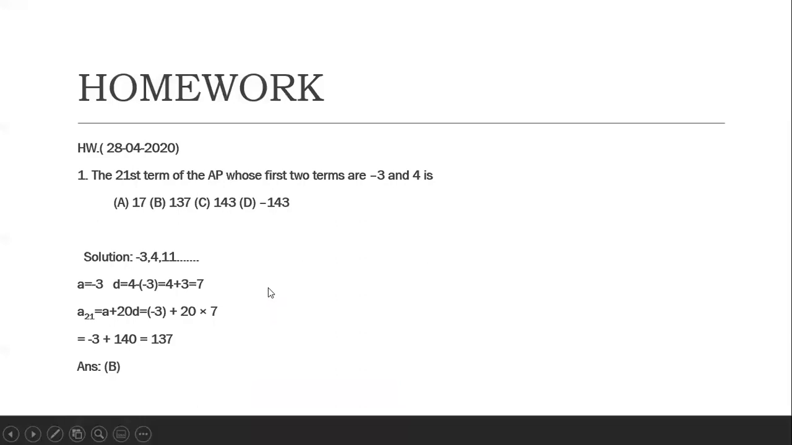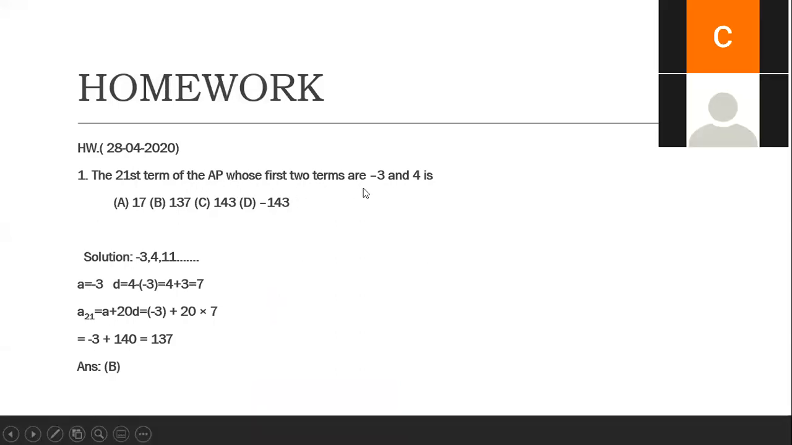First homework was the 21st term of the AP, whose first two terms are -3 and 4. So they gave the first term and the second term. They're asking us to find out the 21st term. Here I gave multiple choice. I told you people to solve and pick the answer.